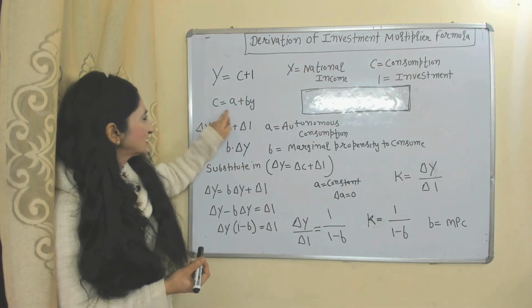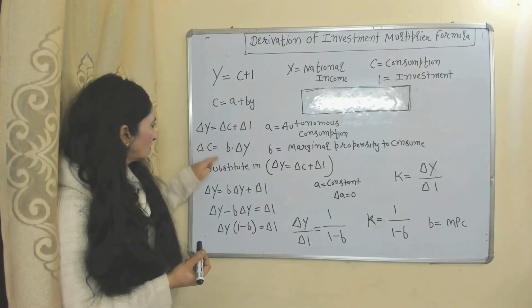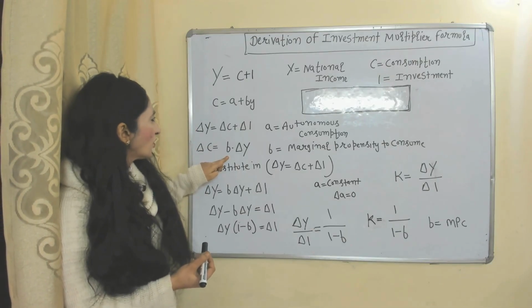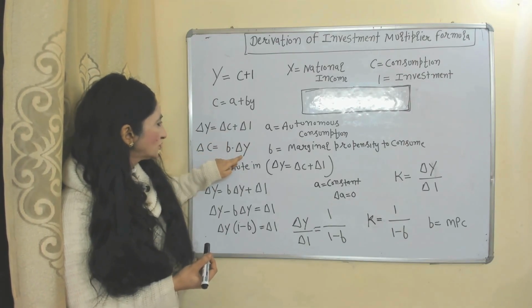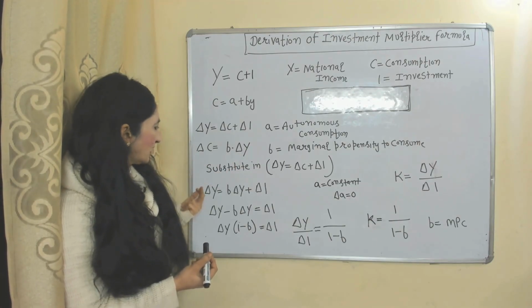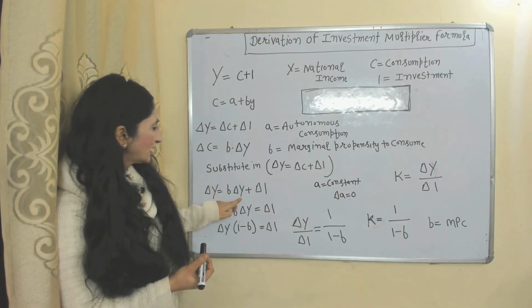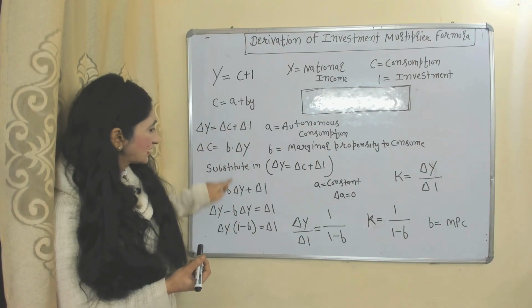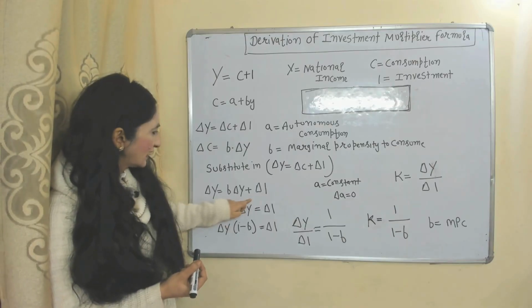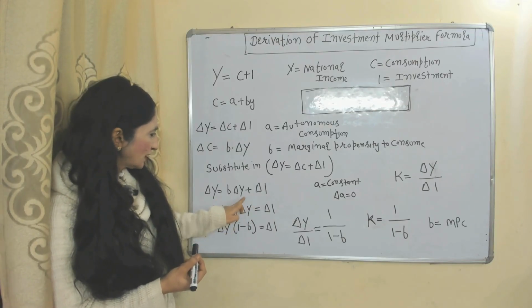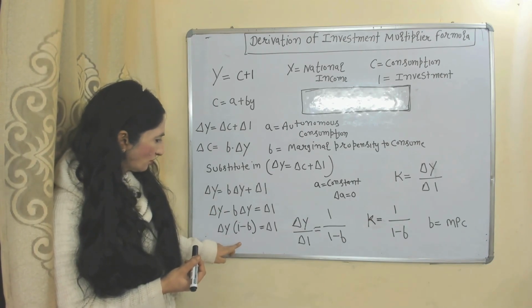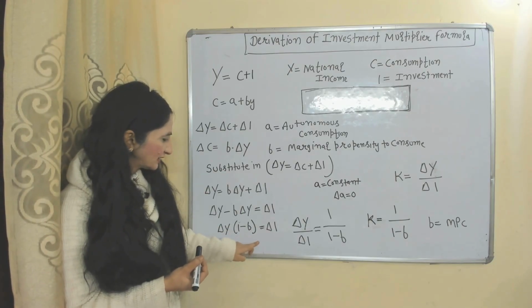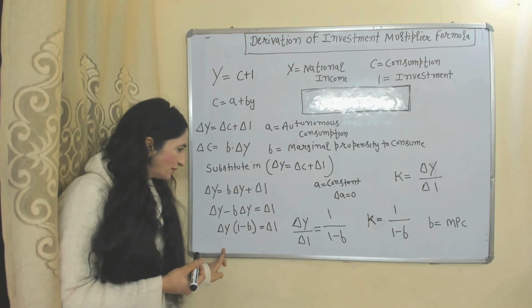So after applying change on this equation, our equation will look like this. Now in place of delta C, we will write B into delta Y. After writing B into delta Y in place of delta C, our equation will look like this. This will come to this side and we will take delta Y common. Now our equation will look like this. Delta I will come below.